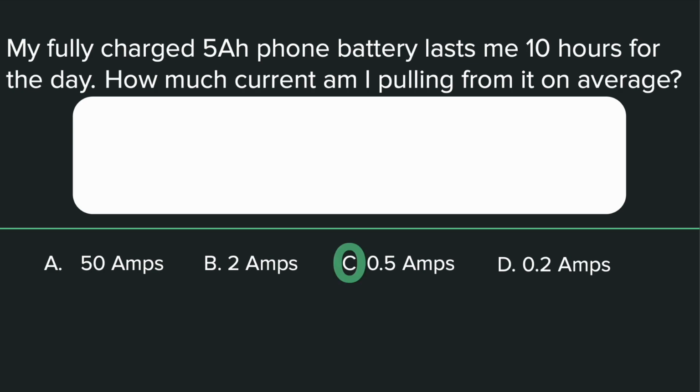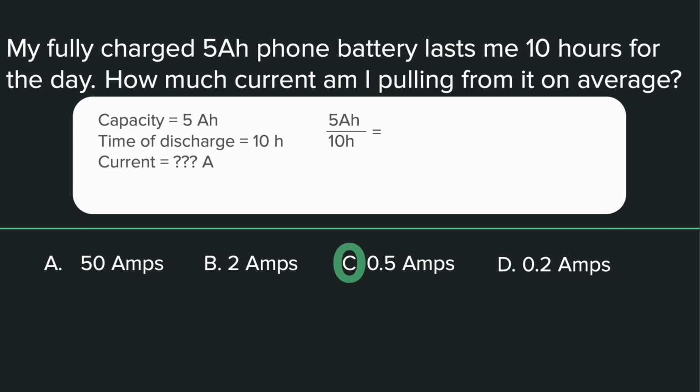If you said C, 0.5 amps, you're correct. The fully charged battery capacity is 5 amp hours. It lasted 10 hours to fully drain it. We want to know the current. In real life, our phones don't discharge at constant current the whole time, which is why I said on average.